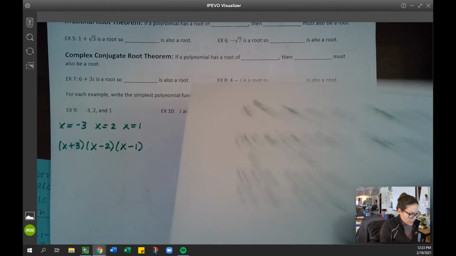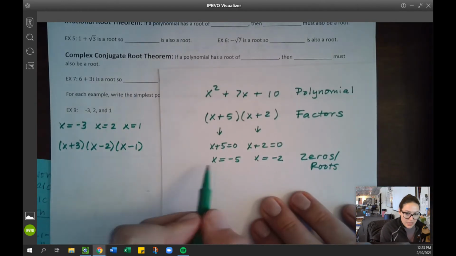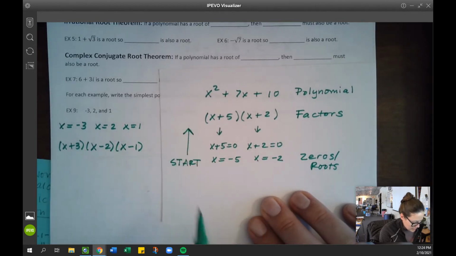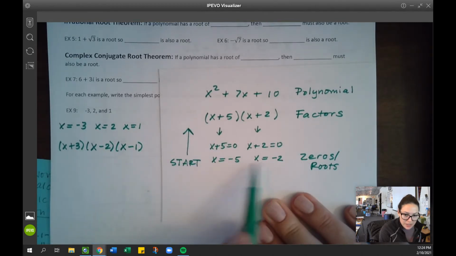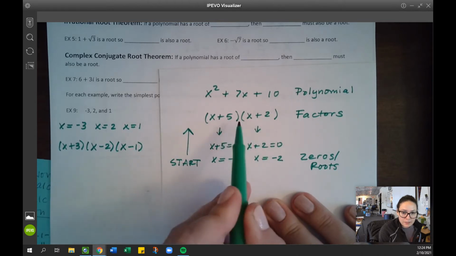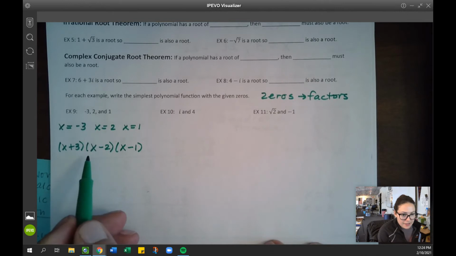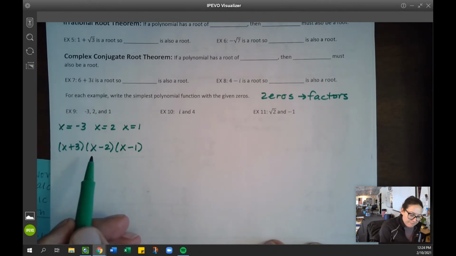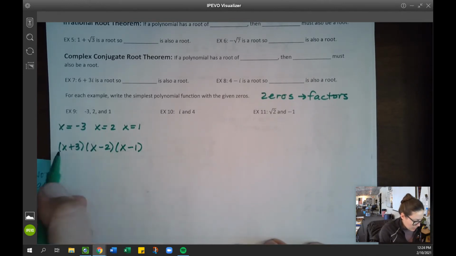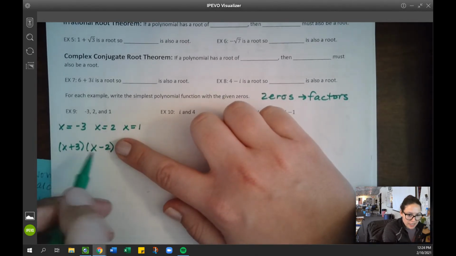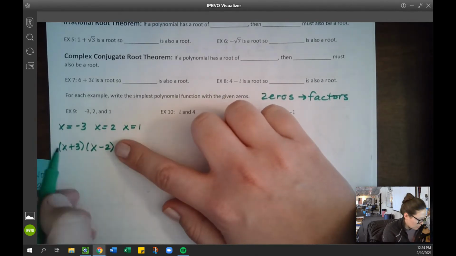So again, here's our other example that we did. This is now where we're starting, and now we're going in this direction. I started with the zeros, and then we're going to turn them into factors. And now I'm going to multiply these together to get the polynomial. I can't multiply all 3 of them together at once. I'm just going to do the first 2, and I'm going to ignore that third factor for a moment.